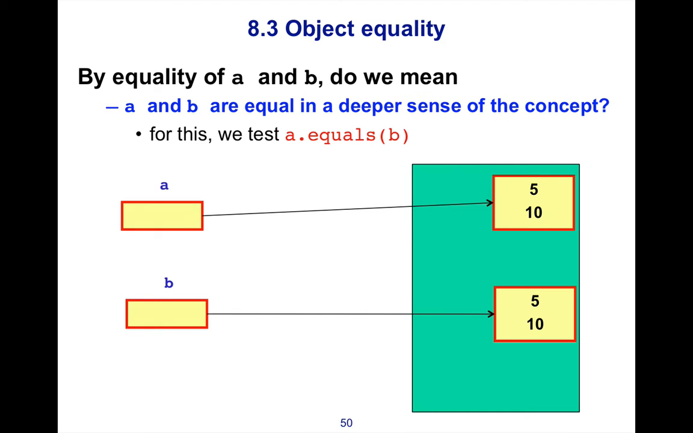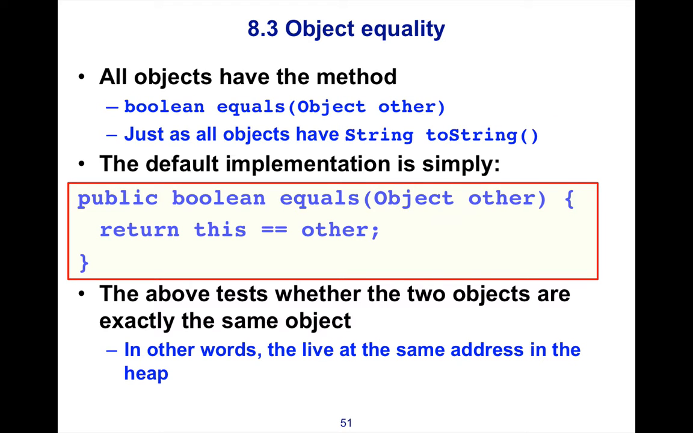If we care about a deeper sense of equality, and we almost always do, then we would use the phrase A dot equals B, which allows us to define what we mean by equality for each object on its own. To support the notion of equality, every object that we create has a method called equals, which takes in some generic object, which we'll call other. This equals method is available everywhere, just as the toString method is. We can define a toString for any object we care to, and that gives us information when we print out the object concerning its data.